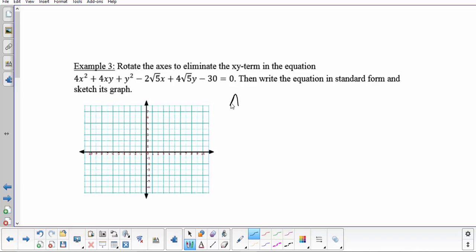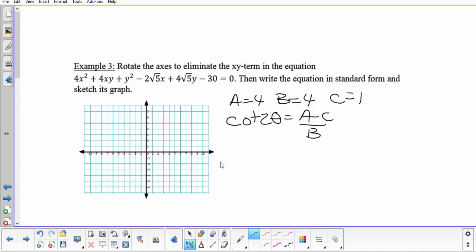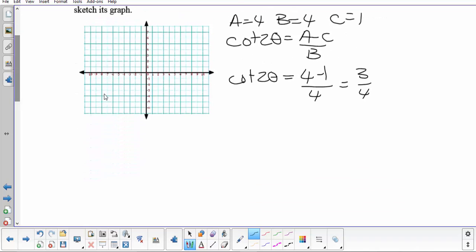We start with our formula to find the angle of rotation. So in this case, A is 4, B is 4, and C is 1. So when we use our cotangent 2 theta equals A minus C over B, we have cotangent 2 theta equals 4 minus 1 over 4, which gives us 3/4. Now, the problem we encounter is that 3/4 is not on the unit circle.